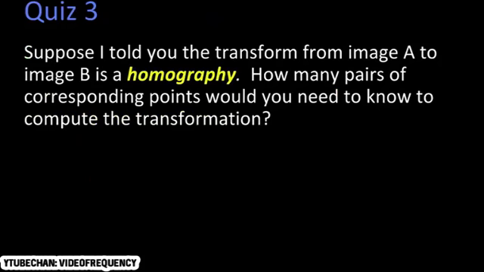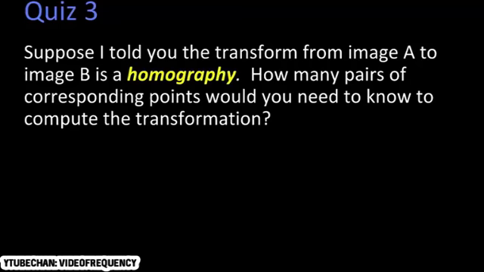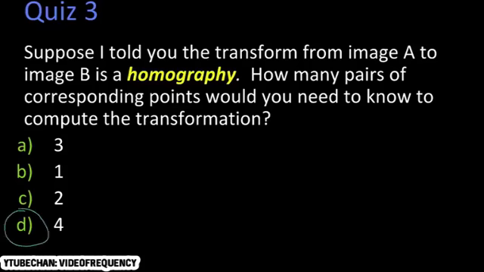Suppose I told you the transform from image A to image B is a homography. Homography. Your word processor probably doesn't know about homography. Mine didn't. It keeps changing it to photography and other things. Homography. How many pairs of corresponding points would you need to be able to compute the transformation? Same set of answers. A3, B1, C2, D4. How many points? Well, the answer is 4, which is D.